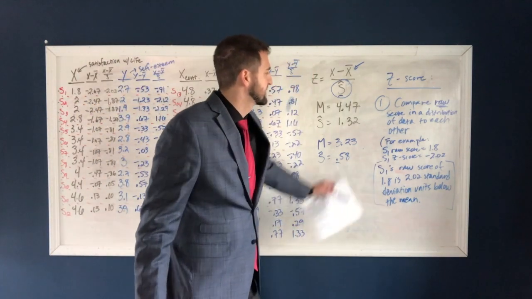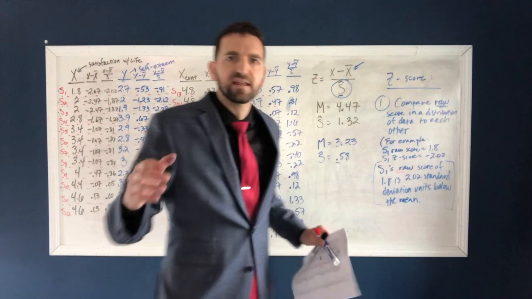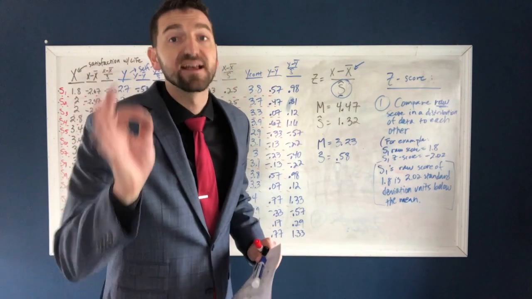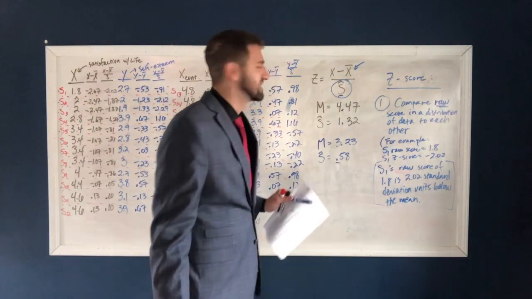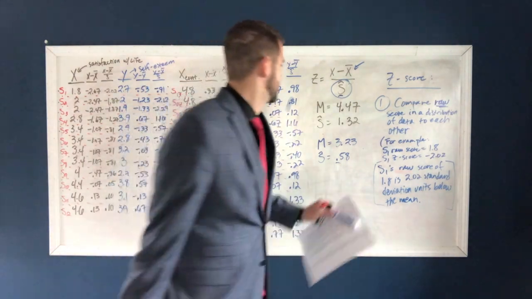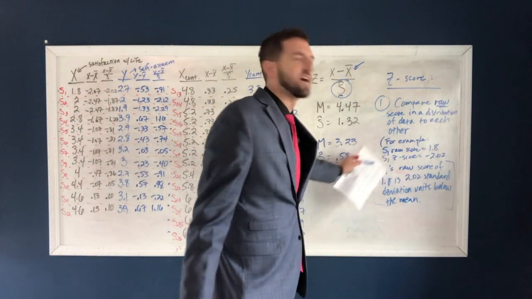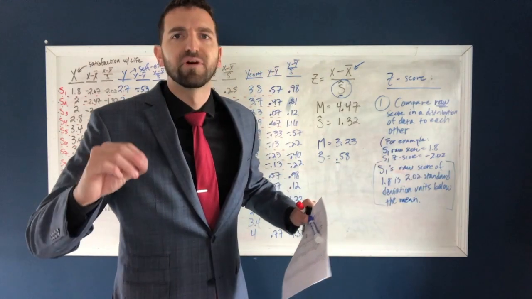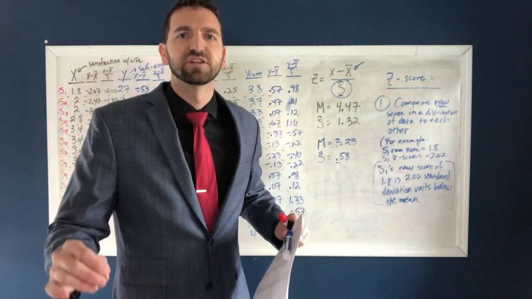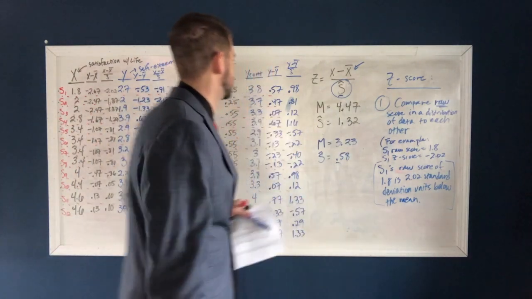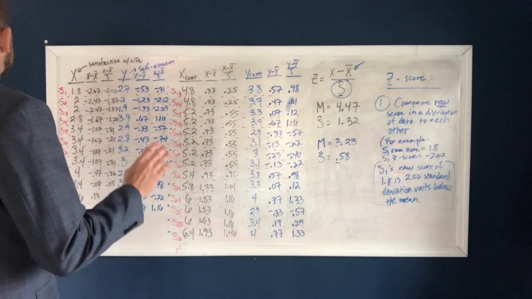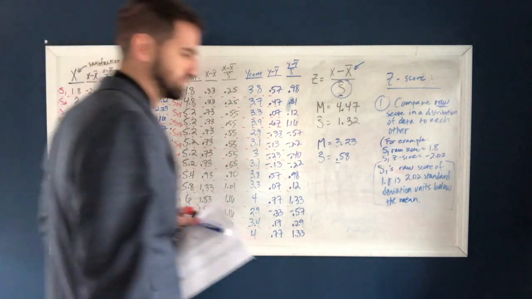So again, the only thing that would change, let's say their z-score was a positive 2.02, then we would say subject 1's raw score of blank is 2.02 standard deviation units above the mean. Okay, that's good. I'm happy with that.